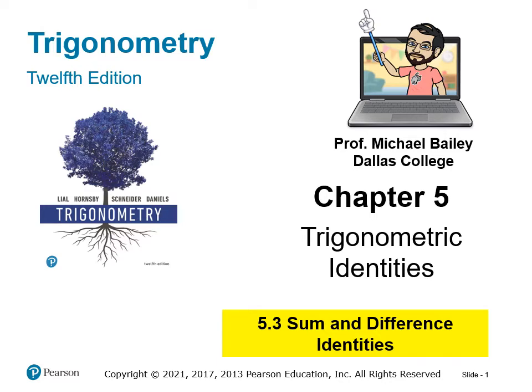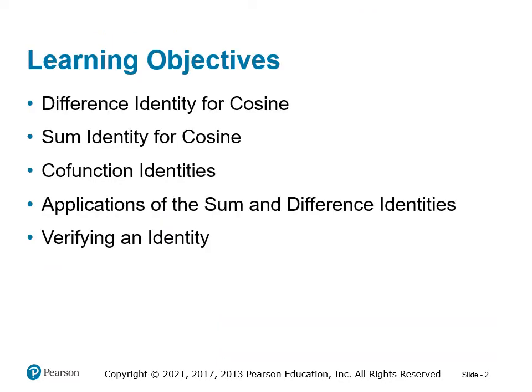We're going to look at the sum and difference identity for the cosine function. We're also going to look at some cofunction identities again, and then look at several applications of these.